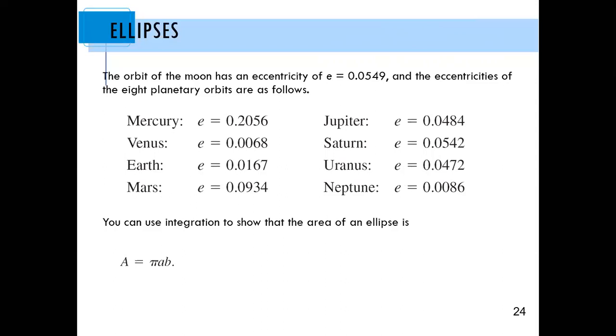By the way, what's the formula for the area of a circle? Area is equal to pi r squared, which is pi times r times r. Do you know what I'm saying? It turns out that the general formula for the area of an ellipse is pi times a times b. In the case of a circle, a and b are both the radius. You can use integration to establish that formula, which is kind of interesting. So it's pi times the major axis length times the minor axis length.